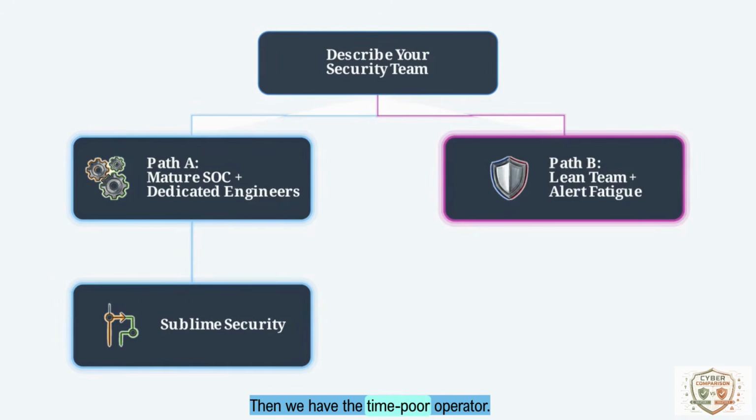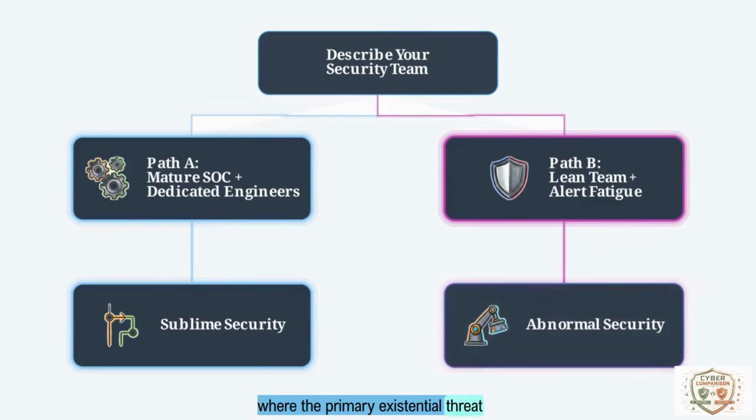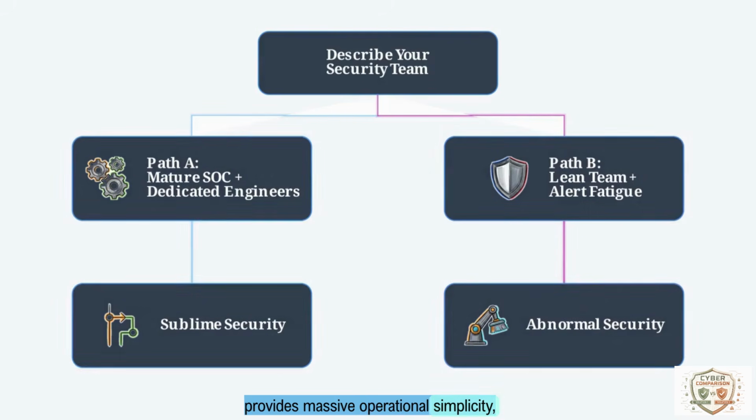Then we have the time-poor operator. This is a lean enterprise team suffering from alert fatigue, where the primary existential threats are BEC and vendor fraud. For the time-poor operator, the recommendation is Abnormal Security. It provides massive operational simplicity, intent-driven behavioral AI, and automated remediation.